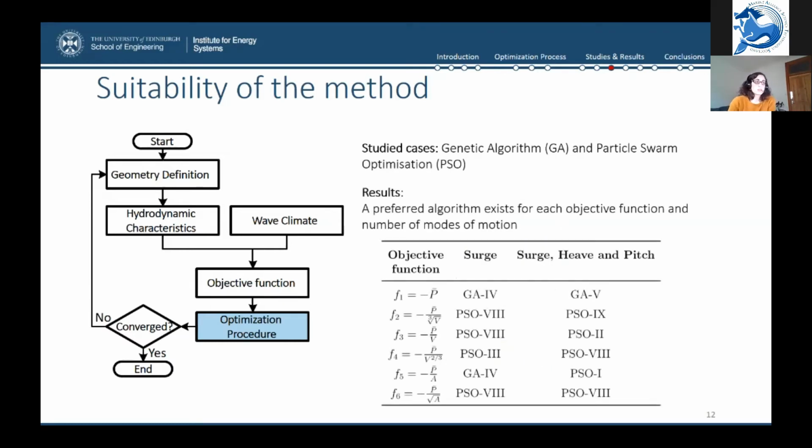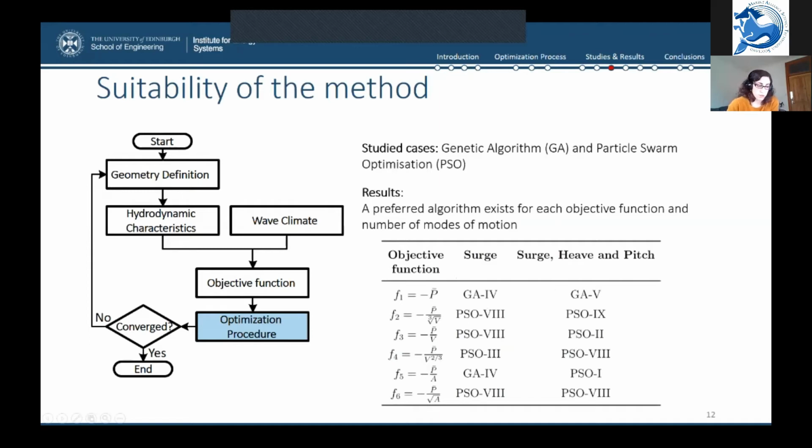And so the results showed that there is a preferred algorithm, or a preferred implementation, if you will, for each combination of objective function and number of modes of motion used for power extraction.